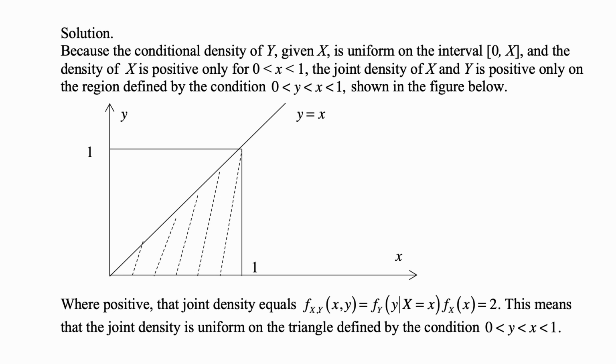So remember, the conditional density of Y given X is uniform on the interval from 0 to x, so its density on that interval of the conditional distribution is equal to 1 over x, 1 over the length of the interval from 0 to x. And then f sub X of x is equal to 2x. So it's 1 over x times 2x. That's why we get 2. And of course, constant density means uniform distribution, uniform on that triangle.